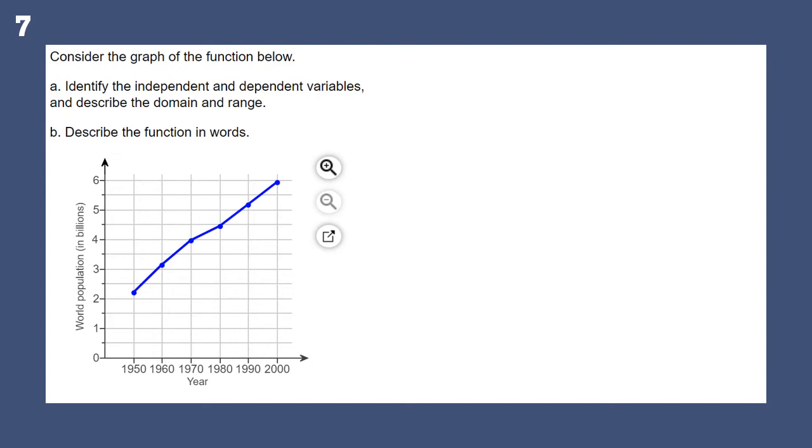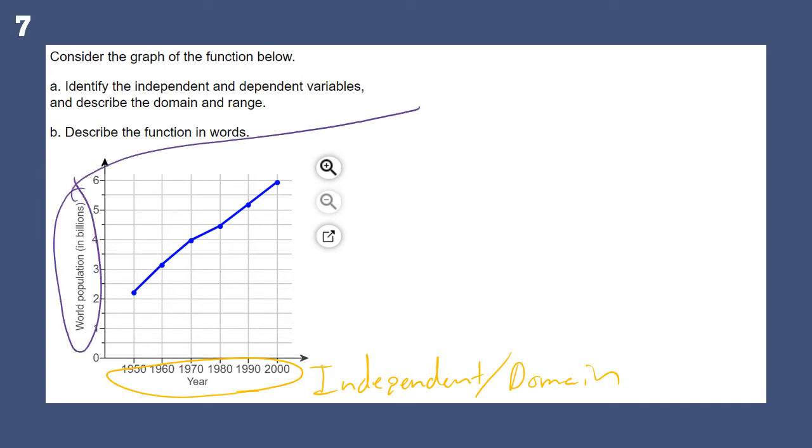Identify the independent and dependent variables and describe the domain and range. Okay, so first off, the independent variables are always our x value. It's also going to be where we look for domain, which means we have our dependent variables are our y values, which means it's going to be where we look for our range.